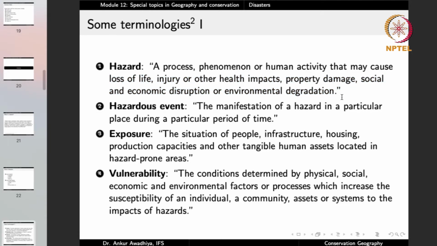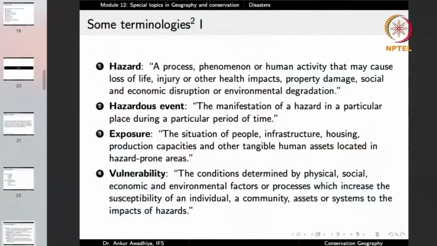Now, if you have a hazard in an area, say you have the accumulation of a huge quantity of a toxic chemical in an industrial warehouse, that is a hazard. But if the hazard actually manifests itself, then we will get a hazardous event: the manifestation of a hazard in a particular place during a particular period of time. Exposure is the situation of people, infrastructure, housing, production capacities, and other tangible human assets located in hazard prone areas.